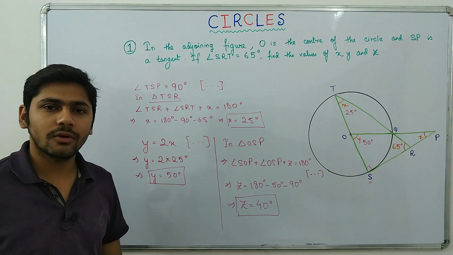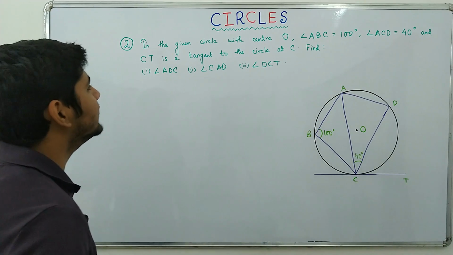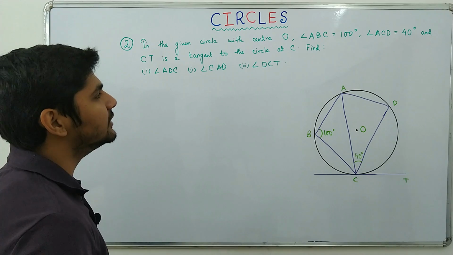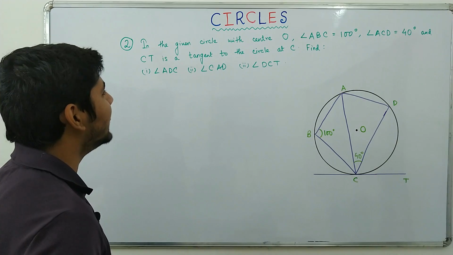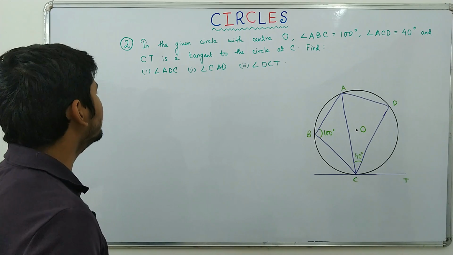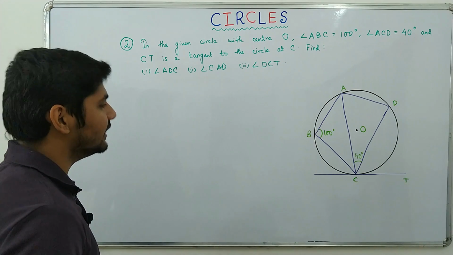Now we move on to the next question. Let's begin with sum number 2. In the given circle with center O, angle ABC is equal to 100 degree, angle ACD is equal to 40 degree and CT is a tangent to the circle at C. You have to find number 1 angle ADC, number 2 angle CAD and number 3 angle DCT.